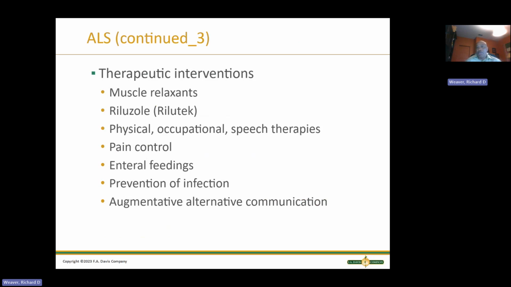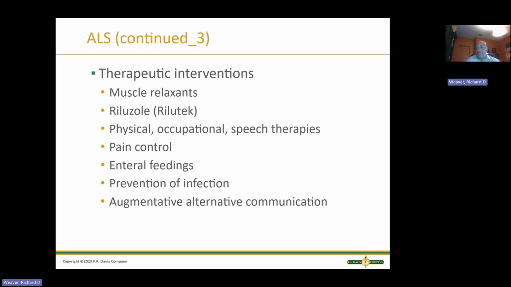Now, some of the non-pharmacological measures, such as PT, or physical therapy, massage, position changes, and other diversional activities can also help control the patient's pain. These patients may have to be placed on enteral feedings, and so a gastrostomy tube may have to be placed in order to help with nutrition.